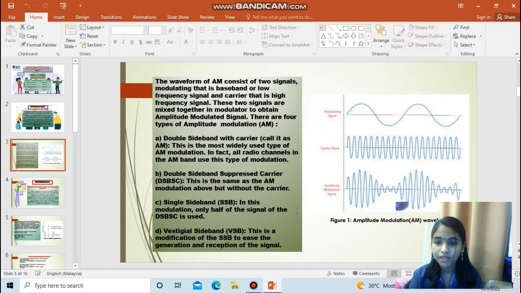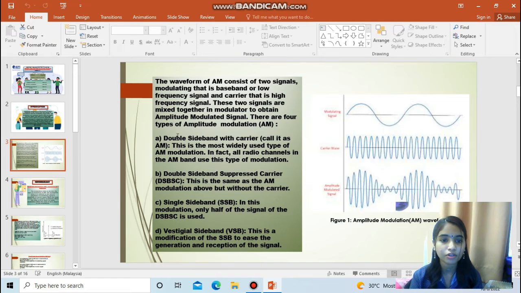Next, figure 1 shows the amplitude modulation AM waveform. This shows the modulating signal, the carrier waveform and the amplitude modulated signal. The waveform of AM consists of two signals: the modulating signal, which is the baseband and low frequency signal, and the carrier, which is a high frequency signal. These two signals are mixed together in the modulator to obtain the amplitude modulated signal.